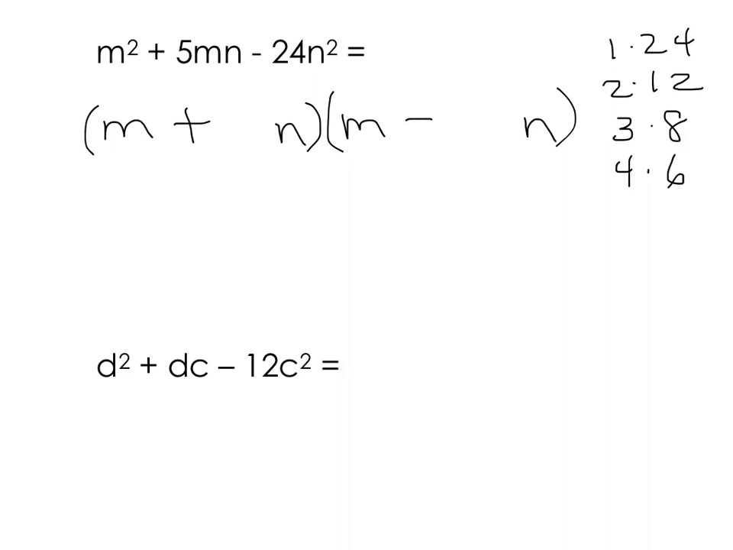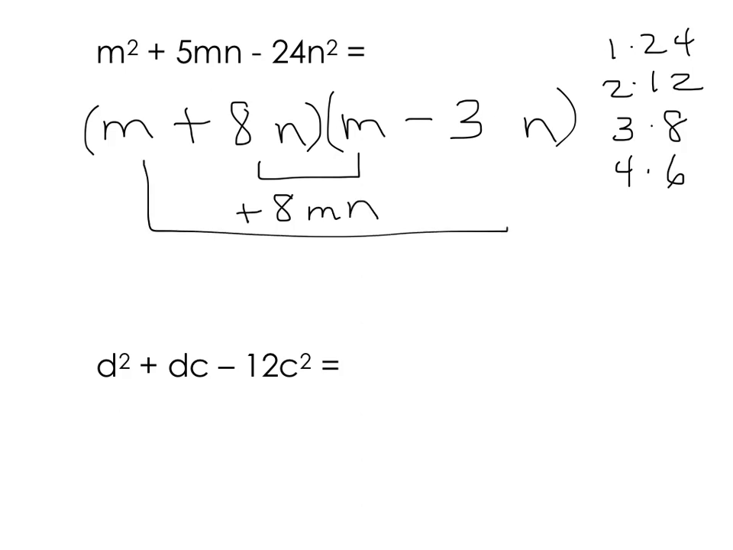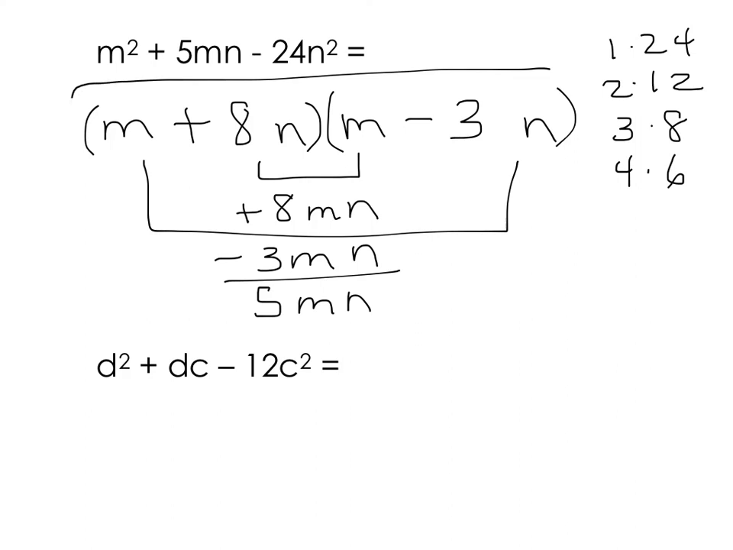We need a plus 5. The only way we can get that is if we put an 8 here and a 3 here. That gives us plus 8mn minus 3mn, 5mn. So that's our solution.